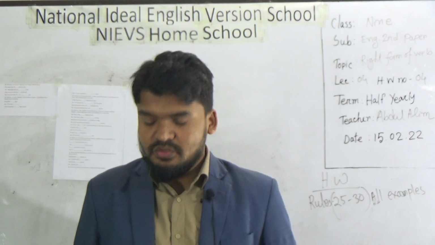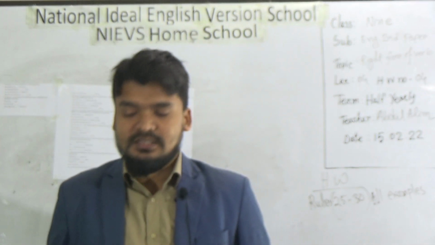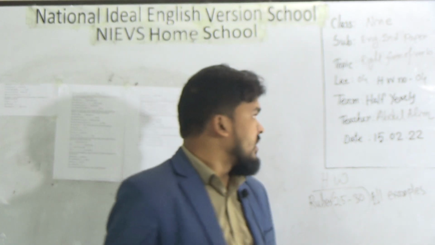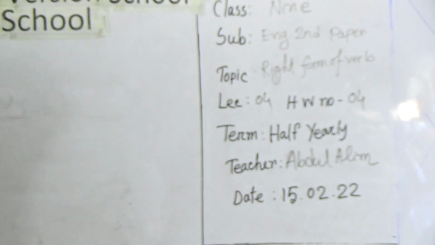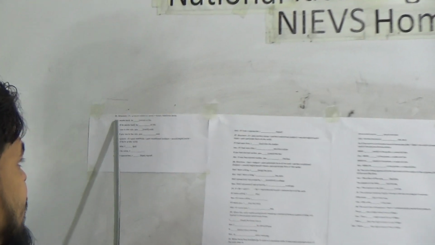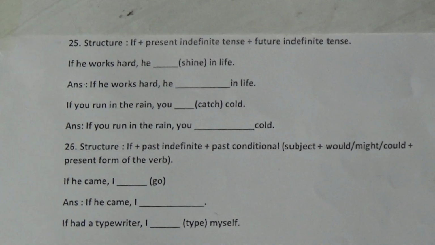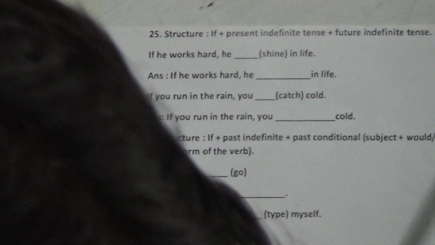Today I am going to conduct an English second paper class for the students of class 9. Dear students, today's topic is right form of verb. Today we are going to talk about rules 25 to 36. Okay, today we will talk about rule 25 to 36. That means 11 rules are there.